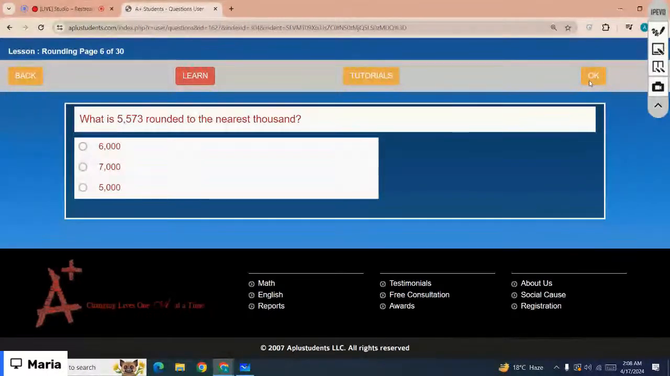What is 5573 rounded to the nearest thousand? Which is the correct option? Yes, the correct option is very good. 6000 it is.